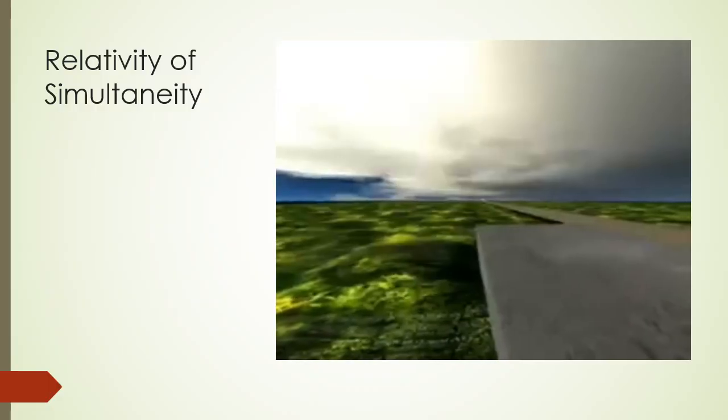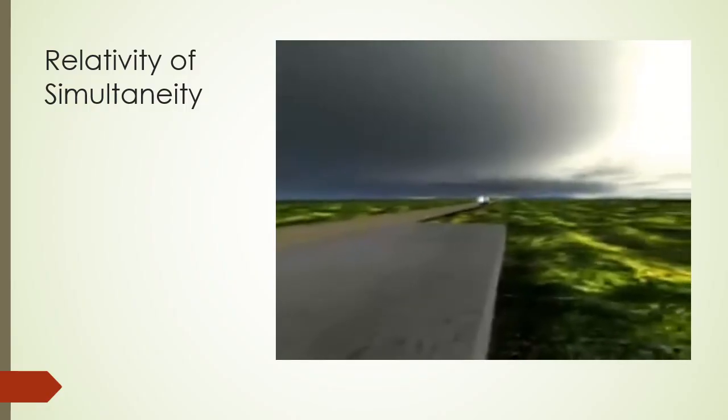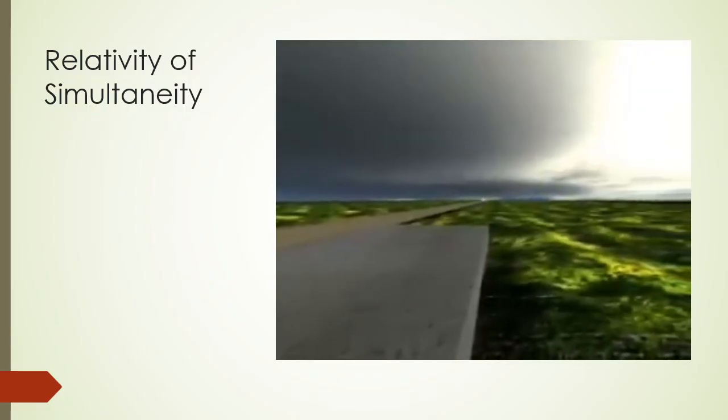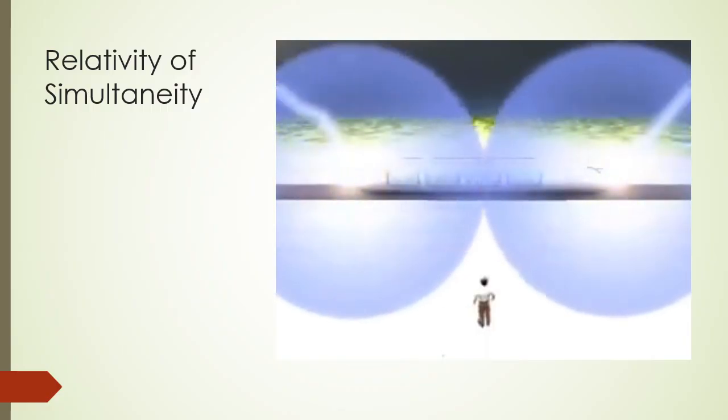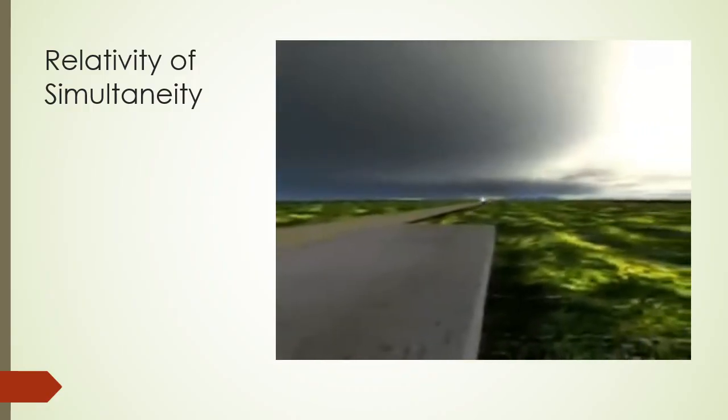As the center of the car passes the observer on the platform, he sees two bolts of lightning strike the car, one on the front and one on the rear. The flashes of light from each strike reach him at the same time. So he concludes that the bolts were simultaneous, since he knows that the light from both strikes traveled the same distance to his eyes at the same speed, the speed of light.